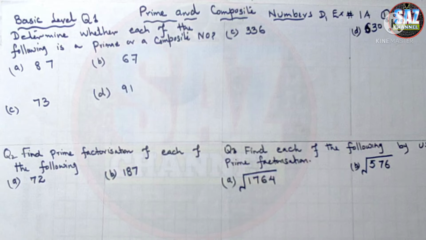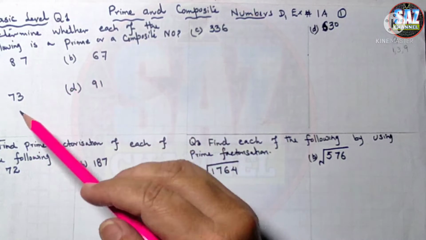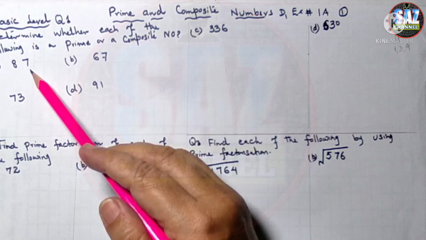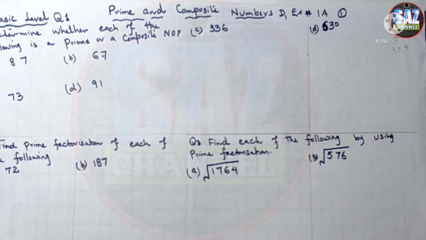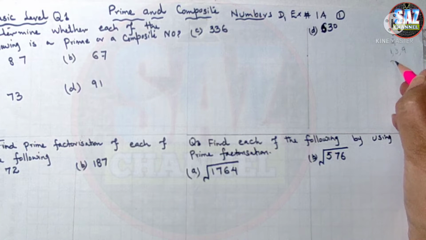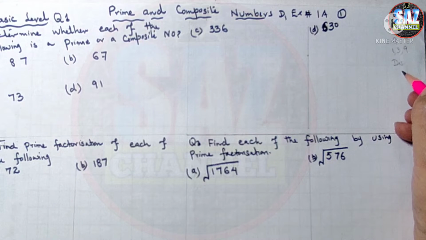So let's move to basic level question number 1. Question 1 says, determine each of the following is a prime number or a composite number. There are some numbers given to us and we have to decide whether they are prime numbers or composite numbers. And how are we going to decide? For that purpose, we should have good command of the divisibility test. Again, if you're not good at divisibility tests, you can watch the lesson, the link will be given in the description box.